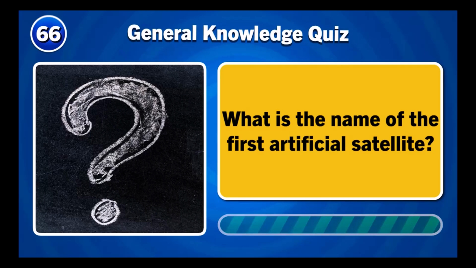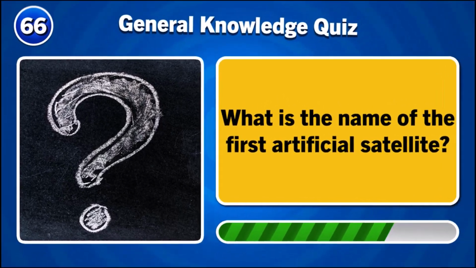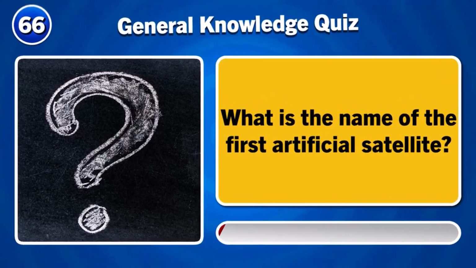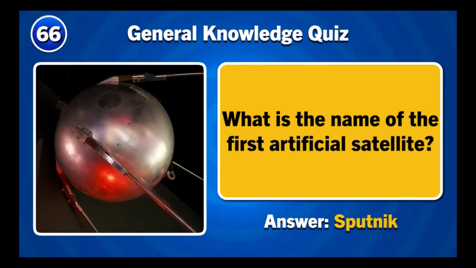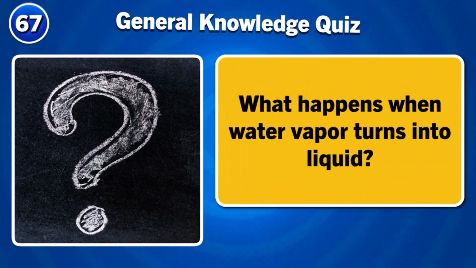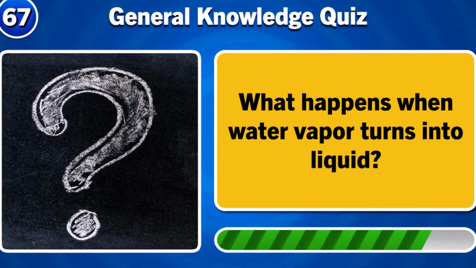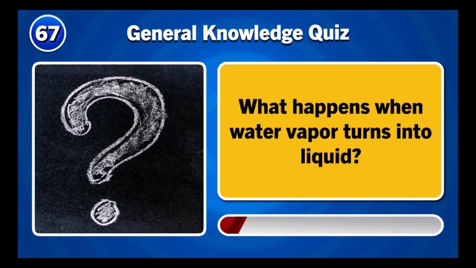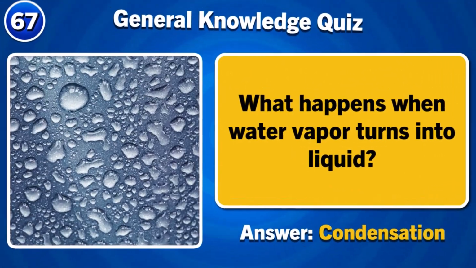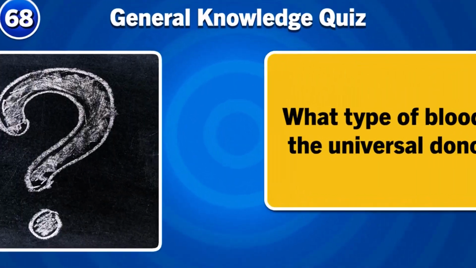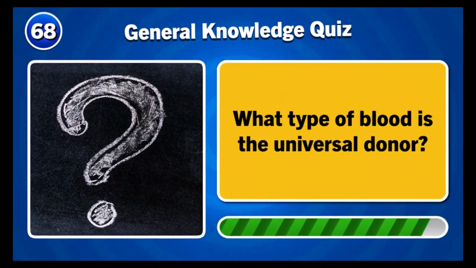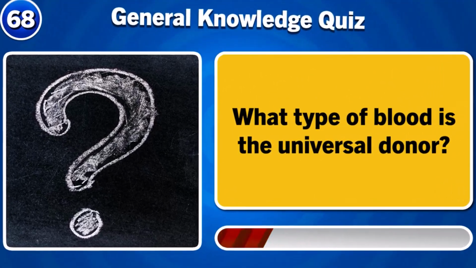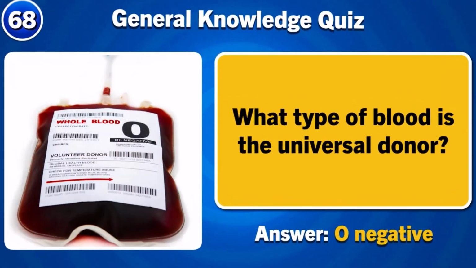What is the name of the first artificial satellite? Sputnik. What happens when vapor turns into liquid? Condensation. What type of blood is the universal donor? O negative.